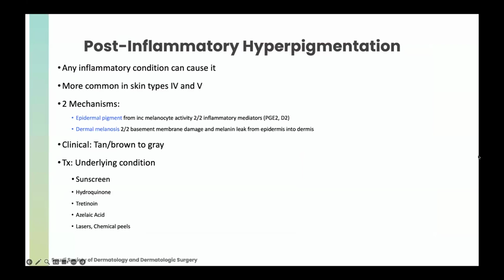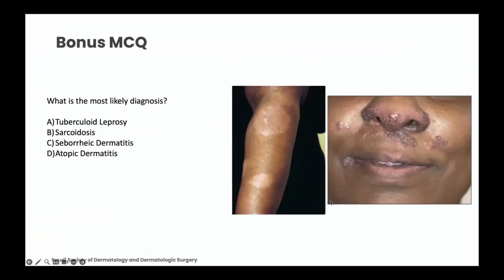Let's talk about post-inflammatory hyperpigmentation, which we already mentioned. The mechanism postulated for these conditions is basically epidermal: the melanin activity increases due to inflammatory mediators. There is also dermal melanosis, which is basically pigment incontinence because of basement membrane damage, where the melanin gets into the dermis, and then the pigmentation happens. Of course, sunscreen is always important. Hydroquinone, tretinoin, and azelaic acid are options, as well as lasers and chemical peels. What do you think this case is?